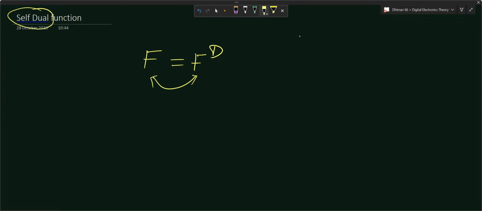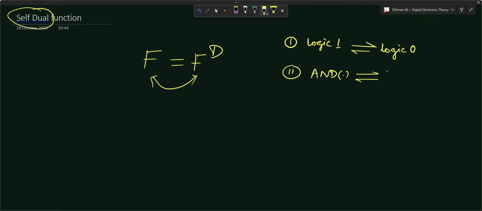First of all, we have to remember how we can find out the dual of a given function. So the first step is all logic 1 will be replaced with logic 0, and logic 0 also replaced by logic 1. This is the first step we have to follow for finding out the dual of a given function. The second step is the AND operation. So what do you understand by AND operation? It is the dot. So if we have an AND operation, then we have to replace it with an OR operation. OR is represented by a plus sign.